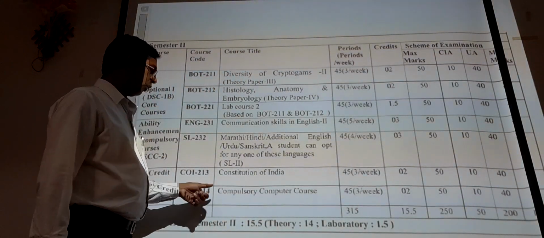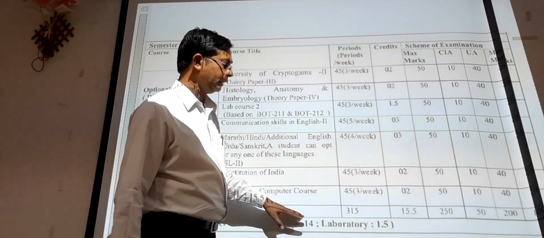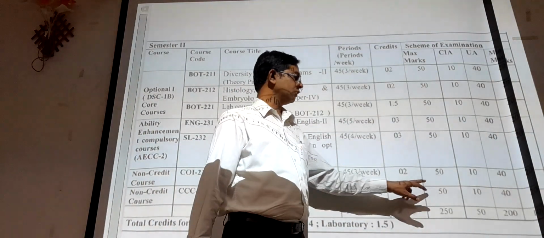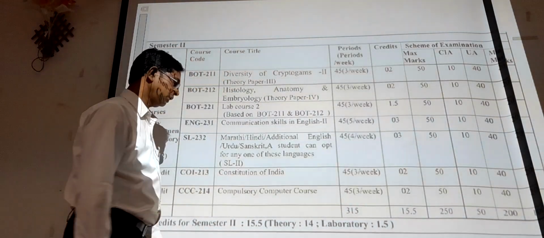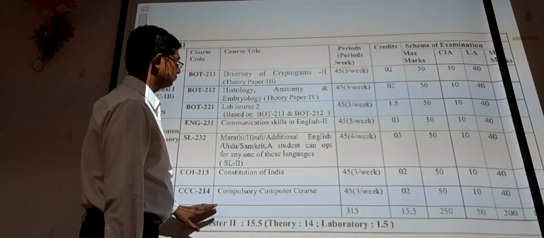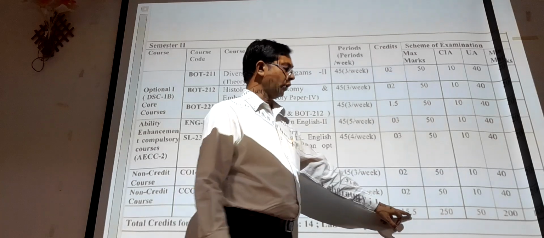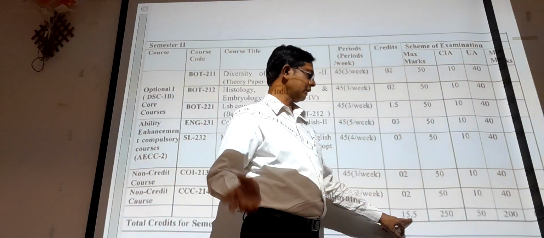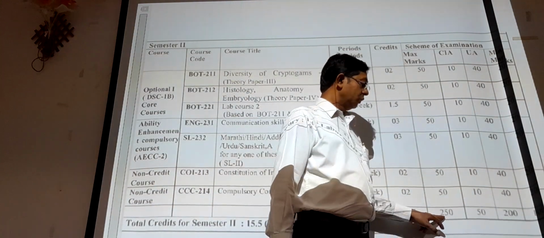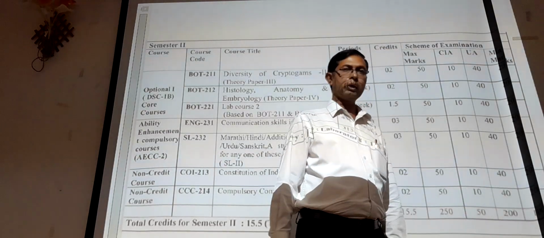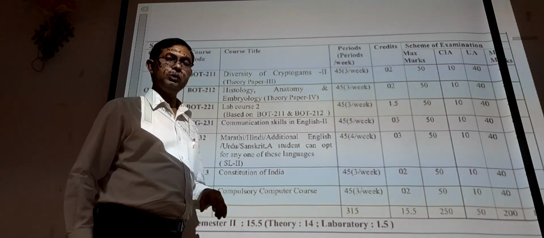Along with that, again you can observe over here that there will be a compulsory computer course. This paper is again included in your syllabus. This is also having 2 credits, 50 marks, 10 marks for internal and 40 marks for the theory examination. So overall this course is semester 2, which is having 15.5 credits. In the last semester we went through 11.5 credits. Here 15.5 credits is there. 250 marks is there again, and 50 marks for the internal assessment is given. So this is nothing but the total part related to the second semester.